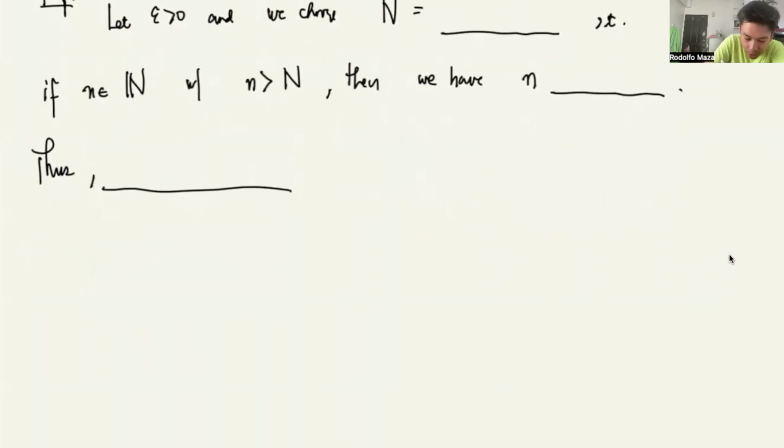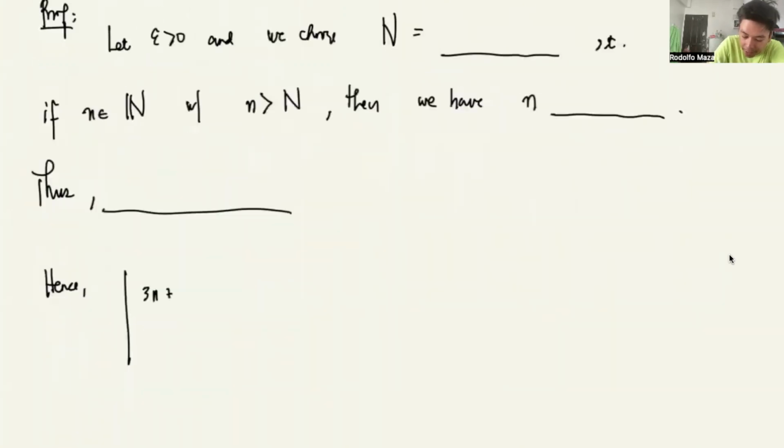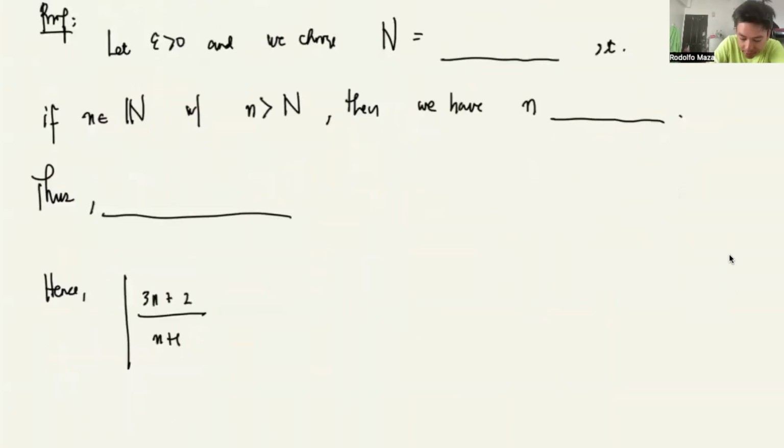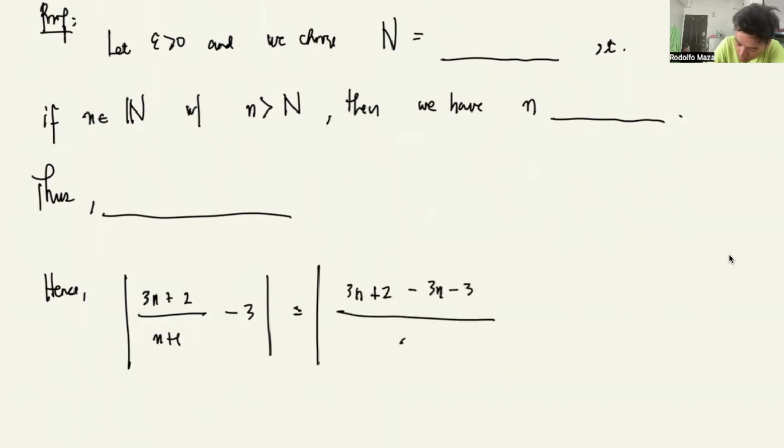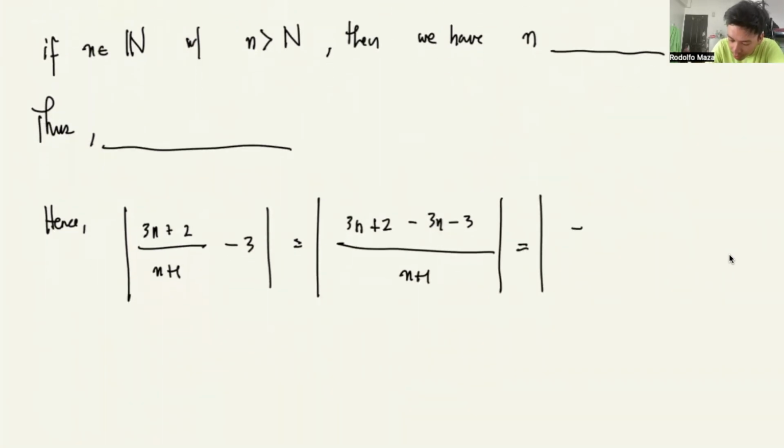So how do we play with that? Let's manipulate 3n plus 2 over n plus 1. The limit we expect is 3, so minus 3. So when I compute this, it becomes 3n plus 2 minus 3n minus 3, right? All over n plus 1. And so this is, what is this? The 3n cancels, so this is negative 1 over n plus 1. But if I remove the absolute value, this is actually just 1 over n plus 1.